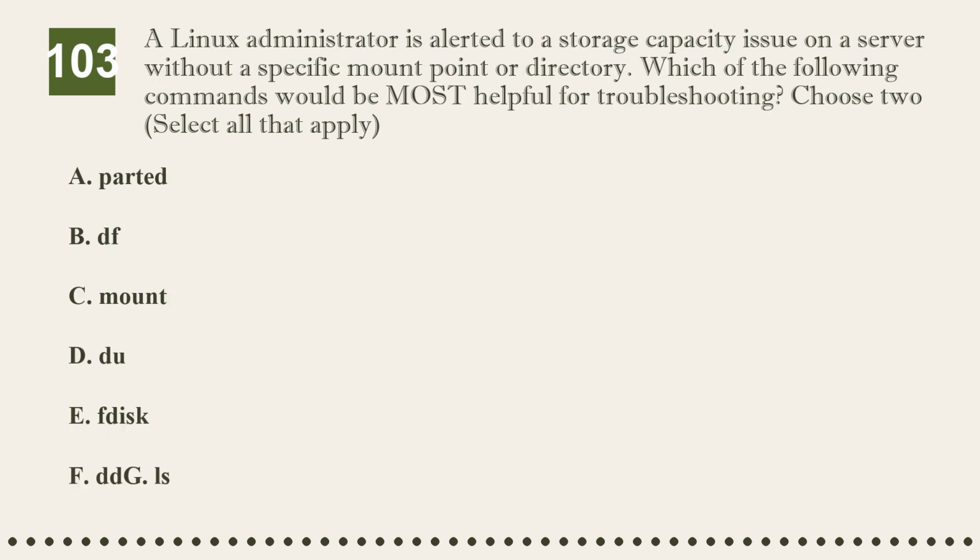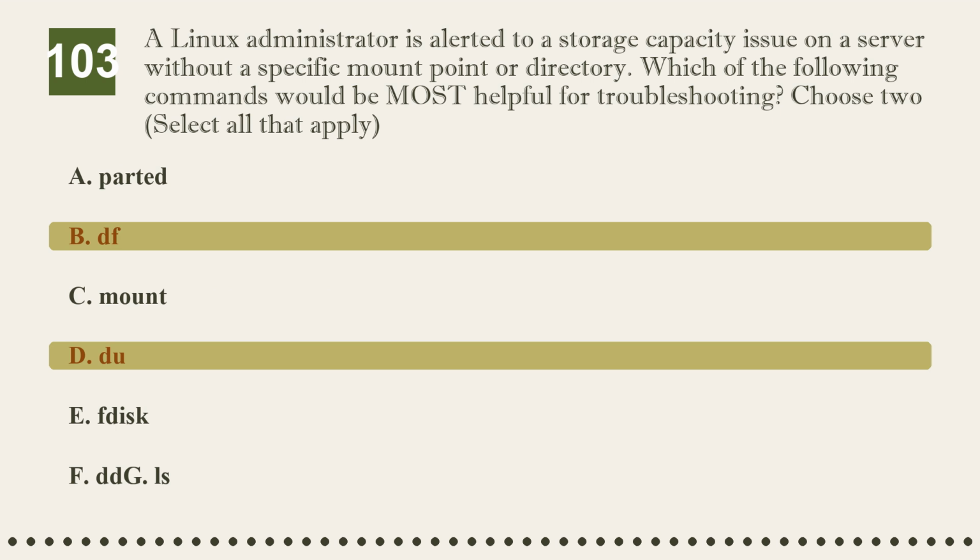Question 103. A Linux administrator is alerted to a storage capacity issue on a server without a specific mount point or directory. Which of the following commands would be most helpful for troubleshooting? Choose 2. Option A parted. Option B df. Option C mount. Option D du. Option E disk. Option F ddg ls. The correct answers are options B and D, df and du.